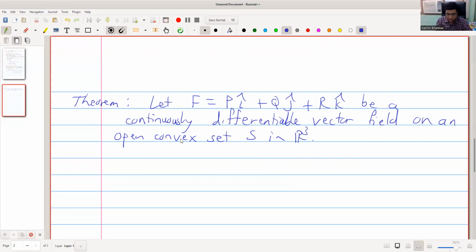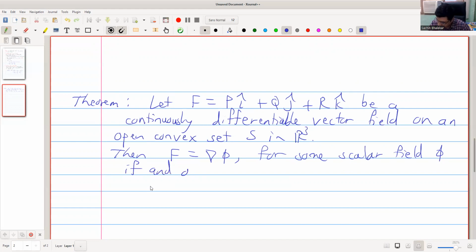Then F is equal to the gradient of phi for some scalar field phi if and only if we have curl of F equal to 0, where 0 means the 0 vector, the origin.